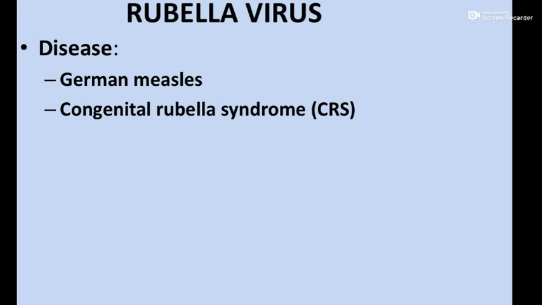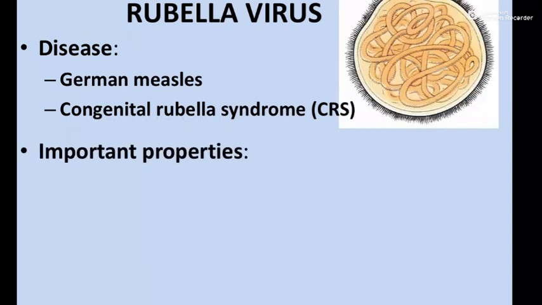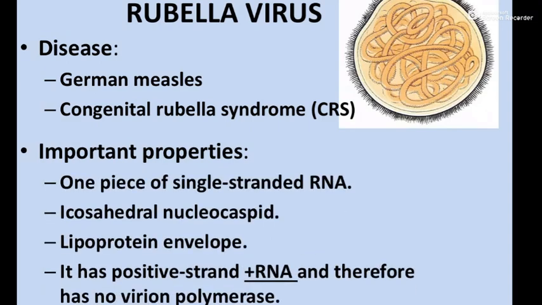And it causes also congenital rubella syndrome. German measles يعني بالأطفال. لكن بالinfants, during pregnancy causes congenital rubella syndrome, CRS. Properties of the virus. The virus, like orthomyxo and paramyxo, it is enveloped. But it is one piece of single-stranded RNA. Contain nucleocapsid, lipoprotein envelope مثل بقية، لكن اختلافه هو only it is positive-stranded RNA.